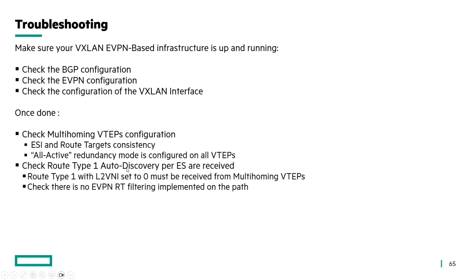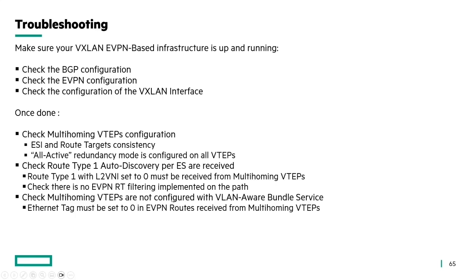For route type 1 auto discovery per ES, make sure those are received. And route type 1 with L2 VNI set to 0 must be received from the multi-homing VTEPs. And you want to check that there isn't any EVPN route type filtering implemented on the path that might prevent this from being received.